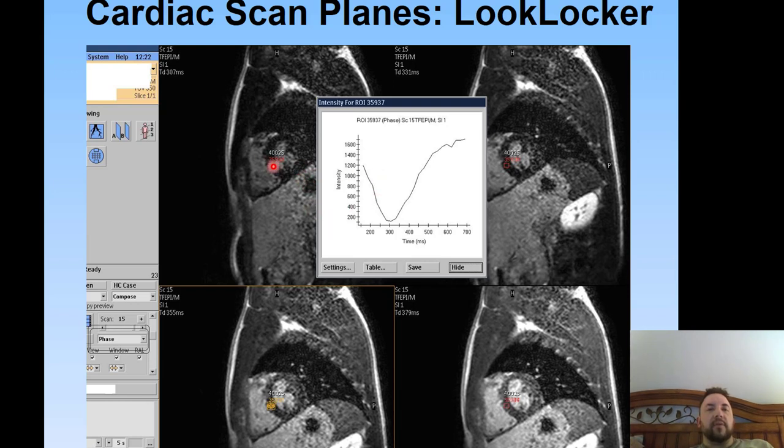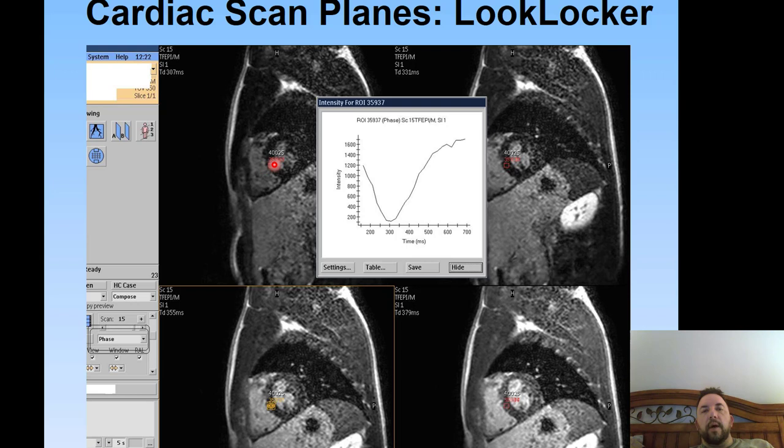At around 8.5 or 9 minutes, we're going to perform what we call the look locker sequence. This look locker is going to tell us, at various inversion delay time points, about the nulling of the myocardium. See this rounded circular structure here? This rounded circular structure is the myocardium, and you want this myocardium to be nulled.